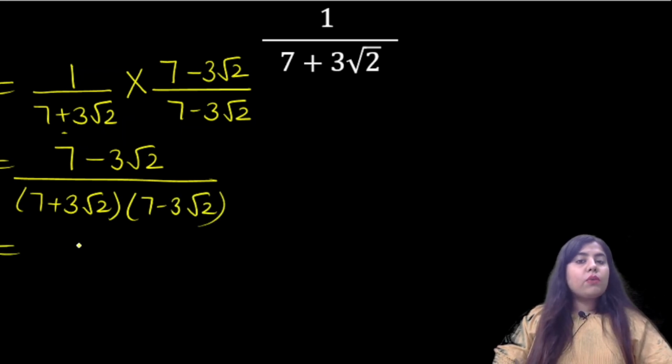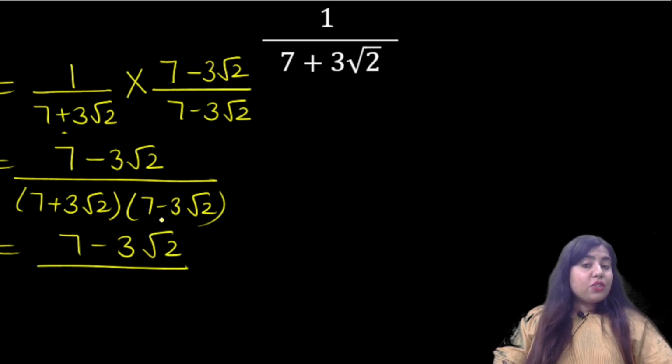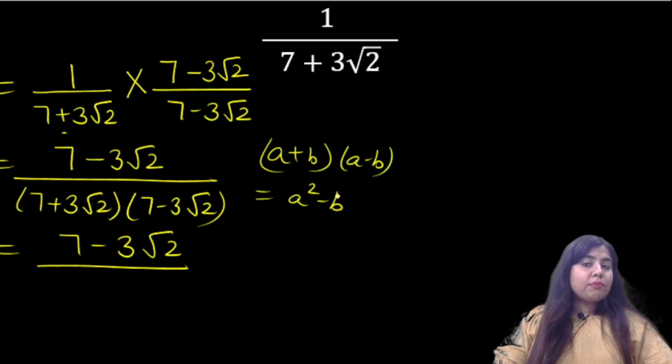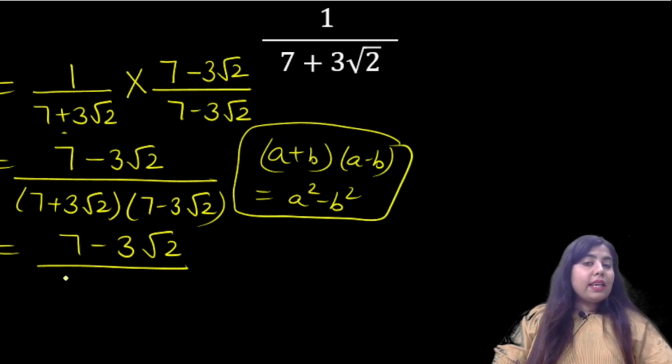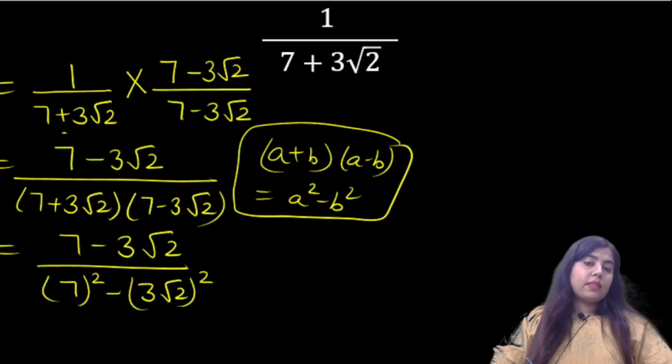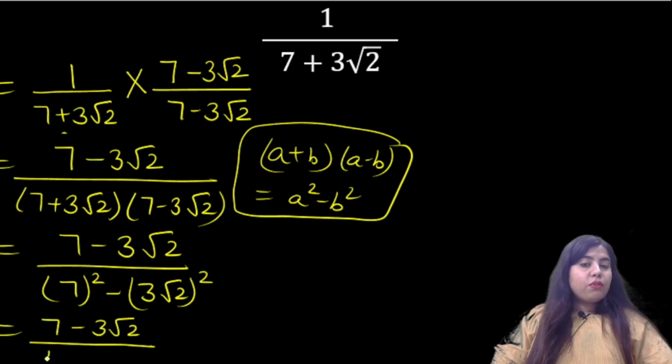Okay, so it is equal to 7 minus 3 root 2 by, we are again using the same identity, a plus b into a minus b, equals a square minus b square. We are using this identity in the next step. So it is a square. A is 7 here, so we are writing 7 square minus 3 root 2 square. It is b here. So it is this. Now see, the numerator as it is, 7 minus 3 root 2, by 7 square, which is 49.